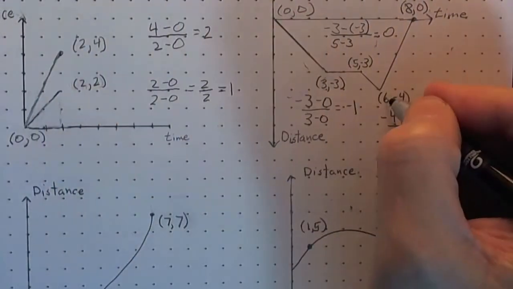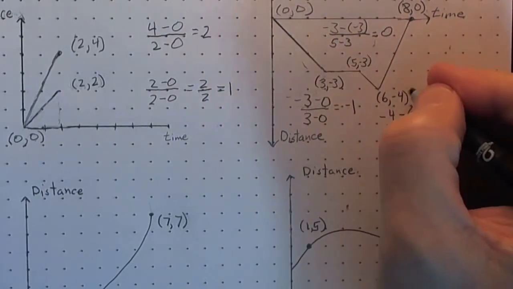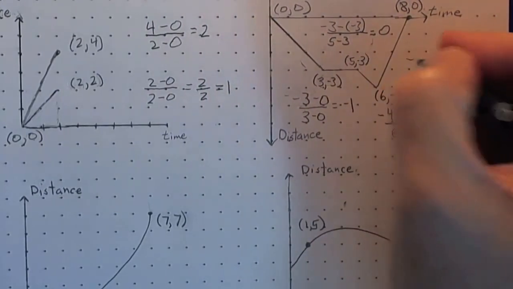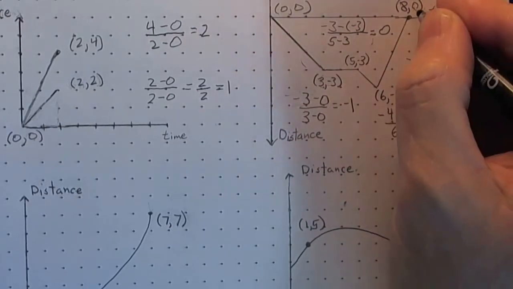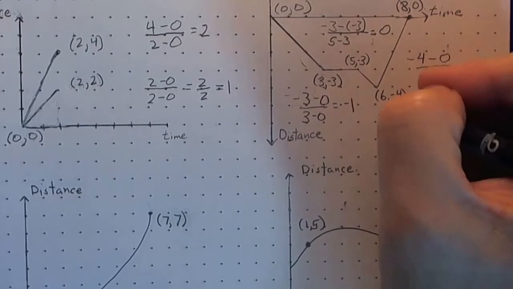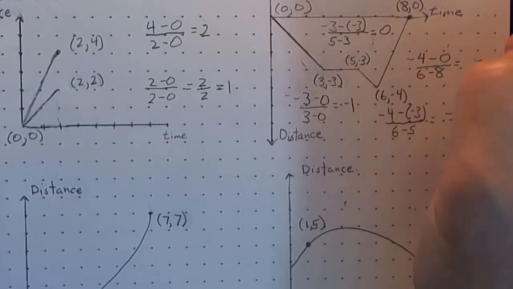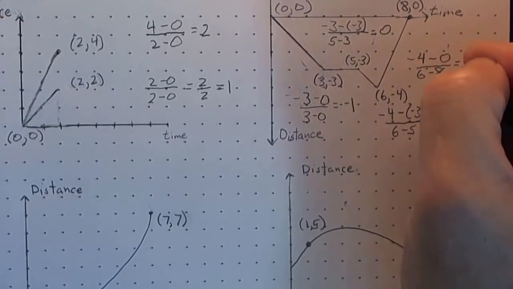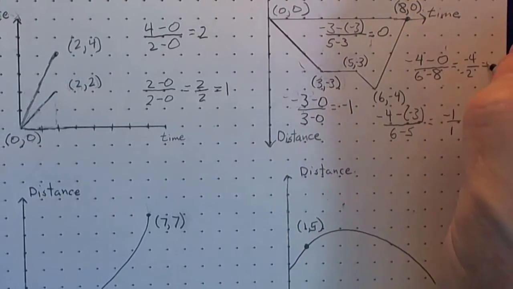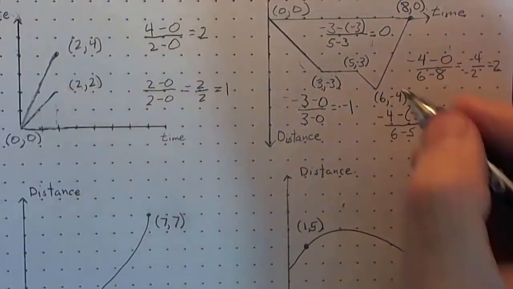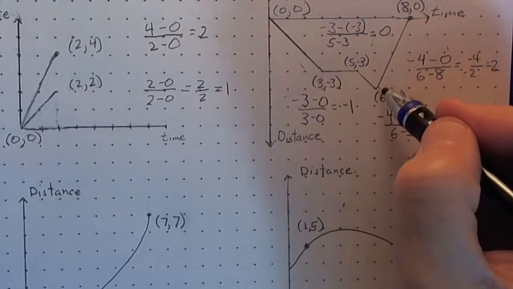Okay, now at hour 6 we turn around, and for 2 hours we go in the other direction. So let's see what that looks like. We've got change in y's, or change in the vertical. See, -4 minus 0 over 6 minus 8. And that's going to be -4 over -2, which is 2. So we go 2 miles an hour. Now notice, now we're back to positive because we're going up now.